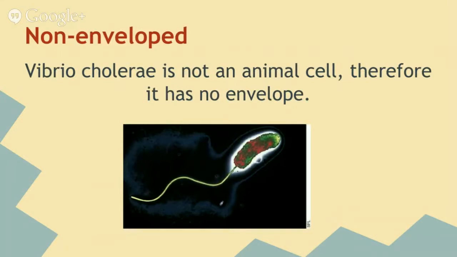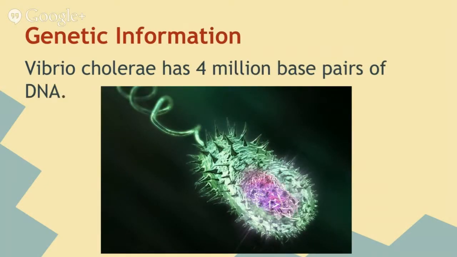It is a non-enveloped bacteria. Obviously, it is not an animal cell, so it doesn't have a need for an envelope. Vibrio cholerae has DNA inside of it, about 4 million base pairs. It has a lot of genetic information to help it replicate and to take the genetic information of the host as well.